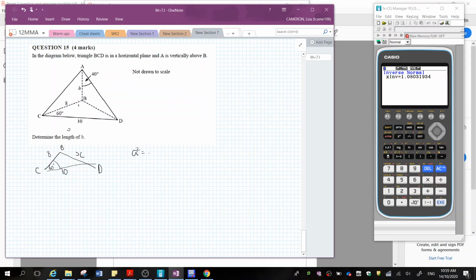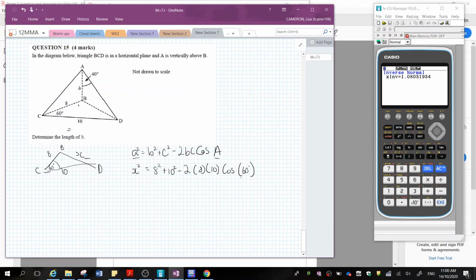So a squared equals b squared plus c squared minus 2bc cos A. Now, these two have to match. That's the only thing that matters. So this side of a matches this angle of A. So x squared equals 8 squared plus 10 squared minus 2 times 8 times 10 cos of 60 degrees.